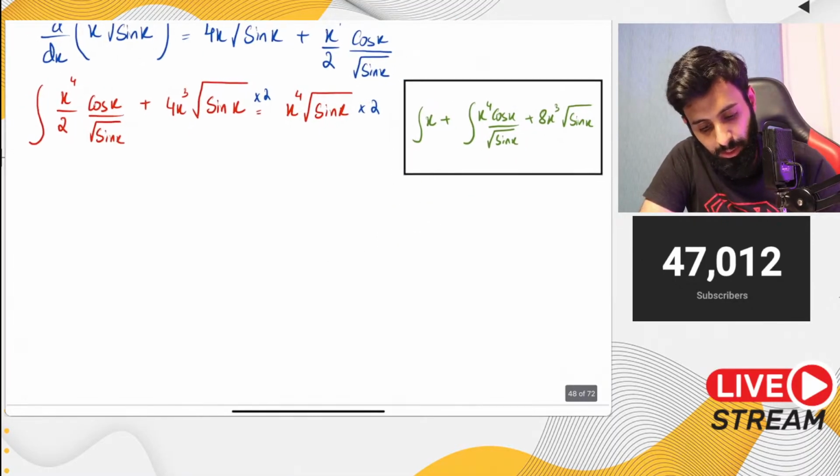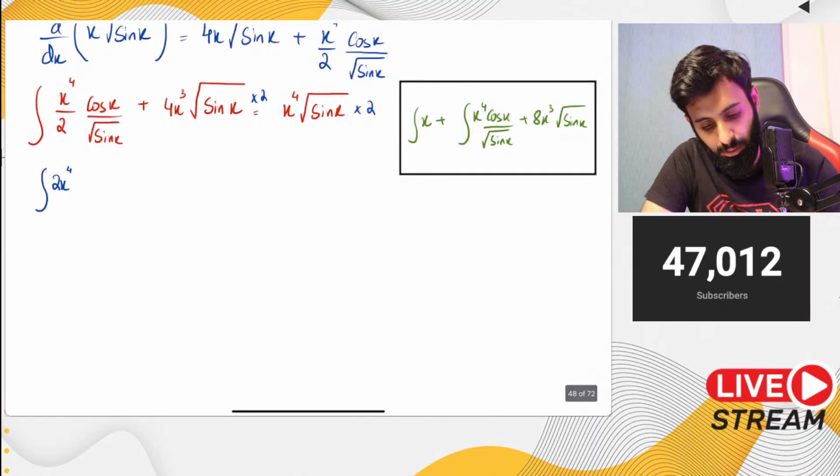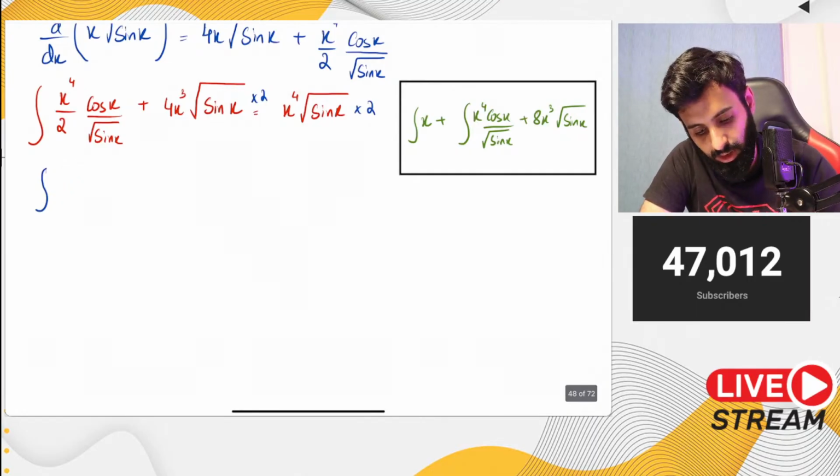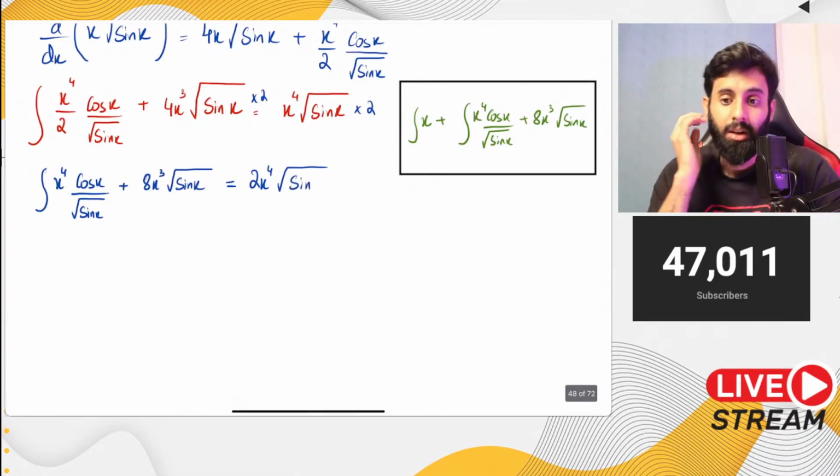Now when we multiply it by 2, the left hand side becomes 2x to the power of 4 upon 2, or might as well just write it as x power 4. x power 4 into cos x upon square root of sin x plus 8x cube into square root of sin x, which is equal to 2x power 4 into square root of sin x.